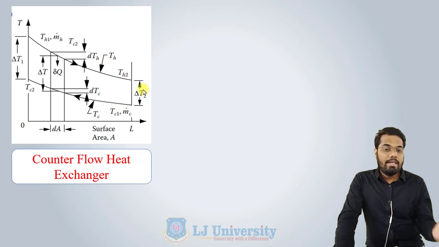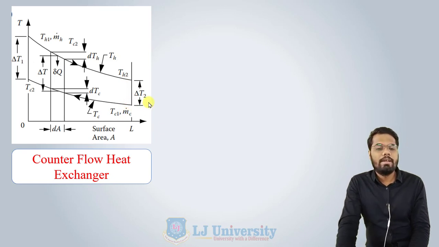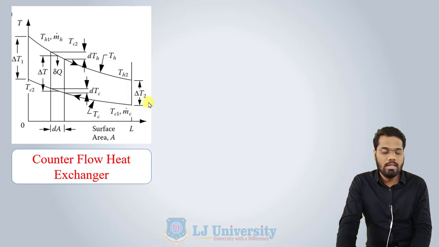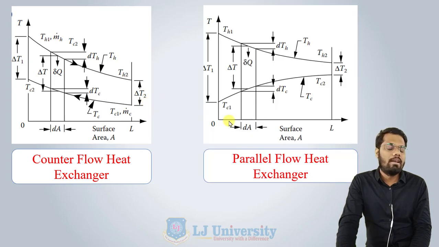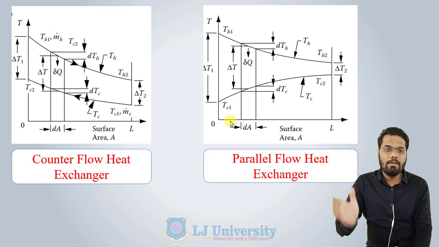At the right hand side, the temperature difference between the two fluids is going to be TH2 minus TC1, which is denoted by delta T2. Done. The second one is the parallel flow heat exchanger. We know in a parallel flow heat exchanger, the hot fluid and cold fluid are going to enter from the same side. Suppose from the left side.